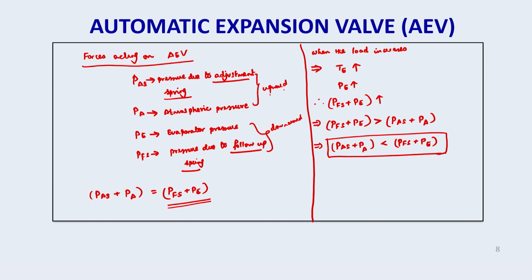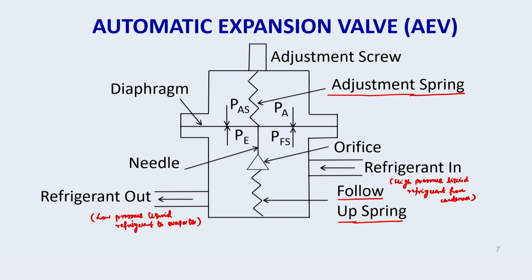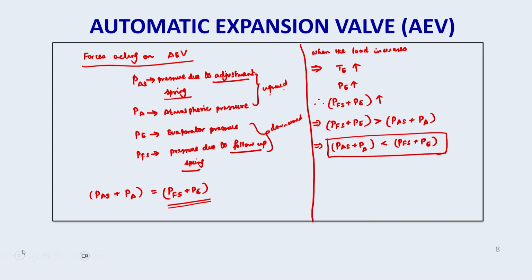So when the summation of these forces, the sum of the force due to adjustment spring and atmospheric pressure, is less than the summation of the force which is acting in the downward portion of the diaphragm. This acts on the upward of the diaphragm. This acts downward of the diaphragm. Let us see what happens when the load decreases.